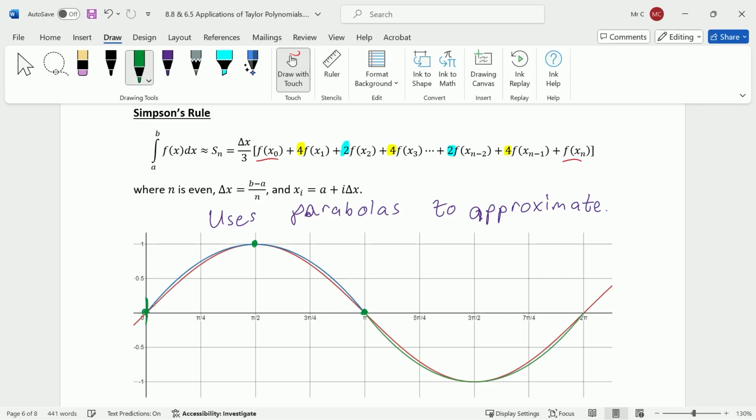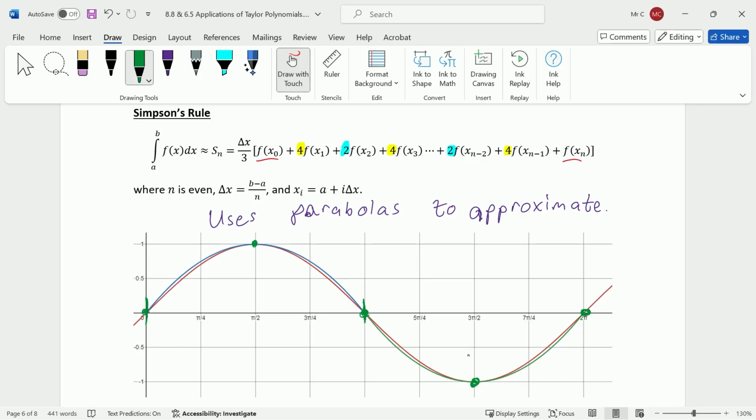So when I look at 0 to pi, I use one parabola here. The red graph here is our function. This blue portion is one parabola approximating the function. And then the green portion over here is another parabola that passes through these 3 points and approximates the function on this interval.